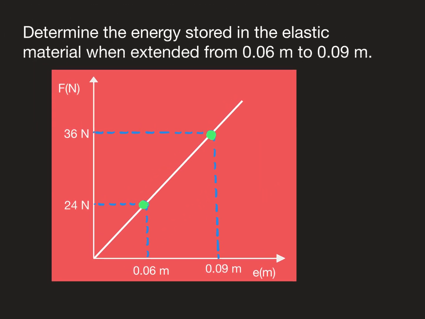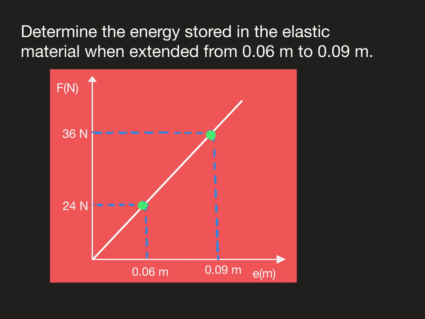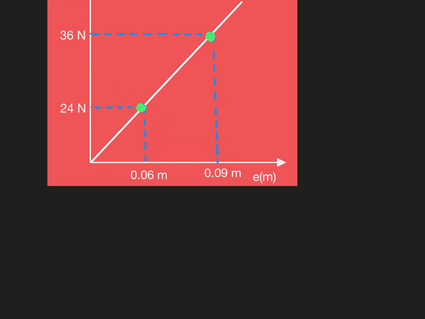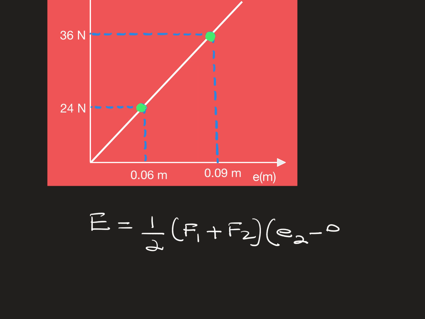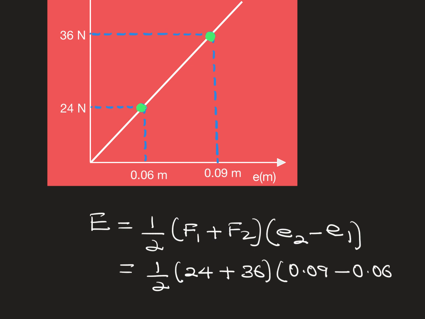It says, determine the energy stored in the elastic material when extended from 0.06 meters to 0.09 meters. We have already discussed that we can use the formula E is equal to half the sum of the forces F1 plus F2 and multiply by the difference of the extension E2 minus E1. So that will be half. The force F1 is 24, F2 is 36, E2 is 0.09 minus E1 is 0.06.